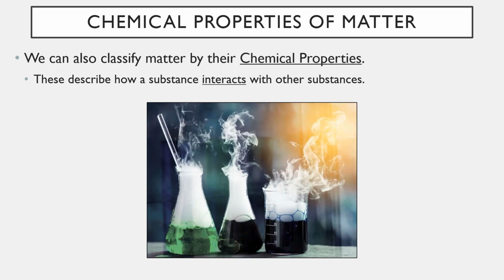Okay, so today we're just continuing off exactly where we left off yesterday. Yesterday we were talking about the physical properties of matter, so how it looks and what it's made of. Today we're going to talk about the chemical properties of matter. So just like with physical properties of matter, matter can be classified by their chemical properties.